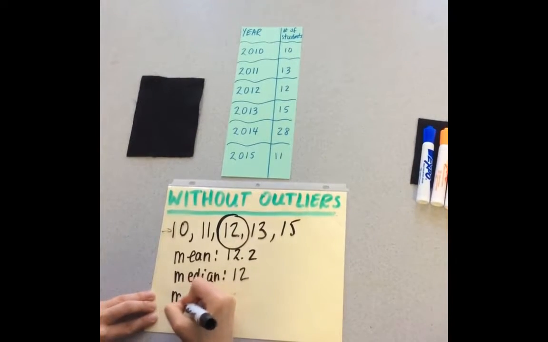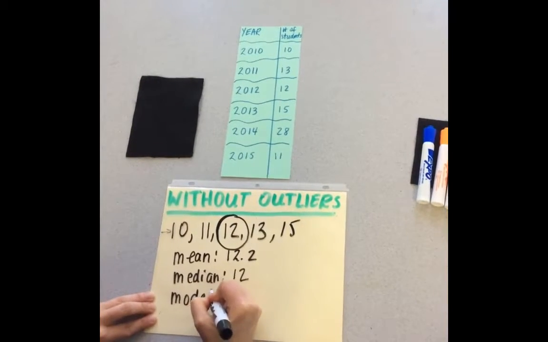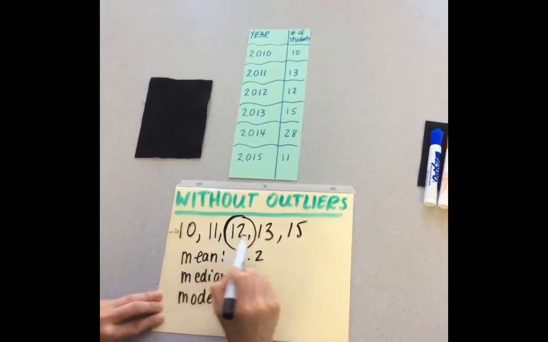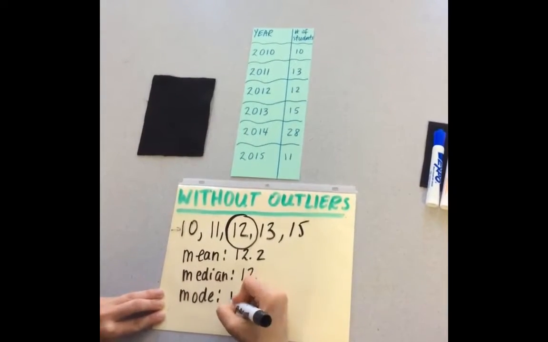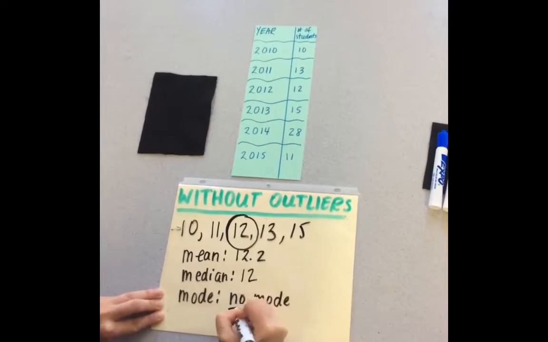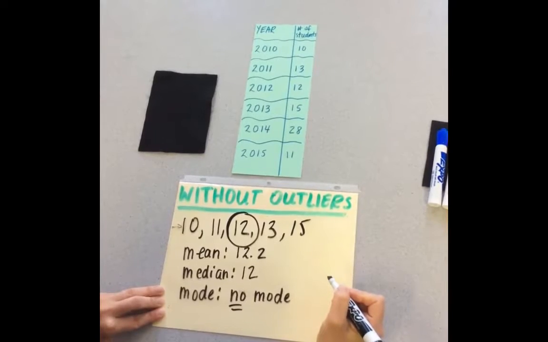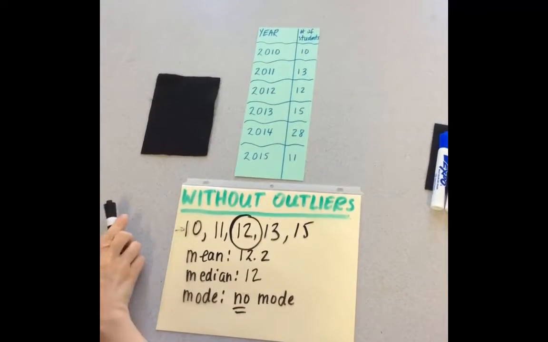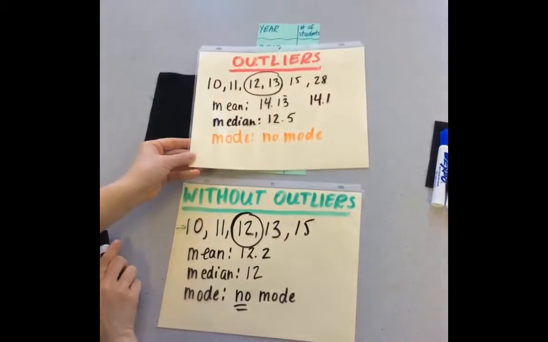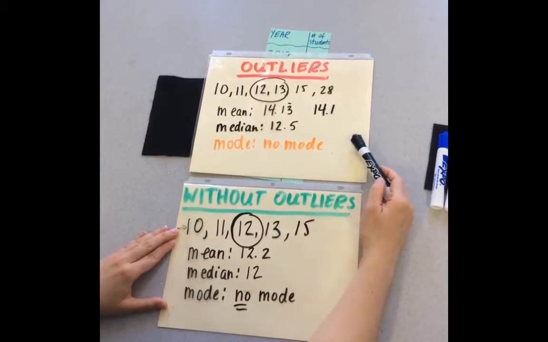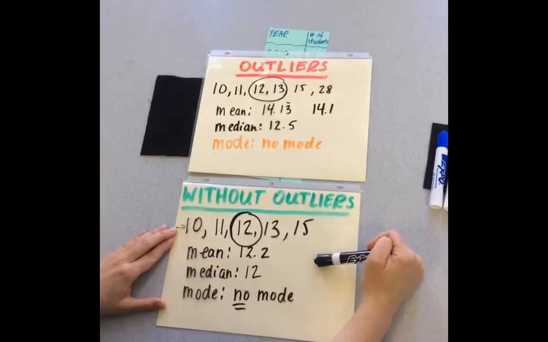Last but not least, our other measure of central tendency is the mode. If we look at all our numbers, they appear only once. So once again, even without the outlier, there is still no mode. Now, let's have a look at our 2 sets of data: one where we use the outlier and one where we didn't use the outlier.